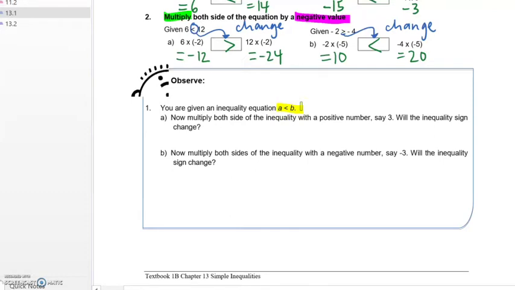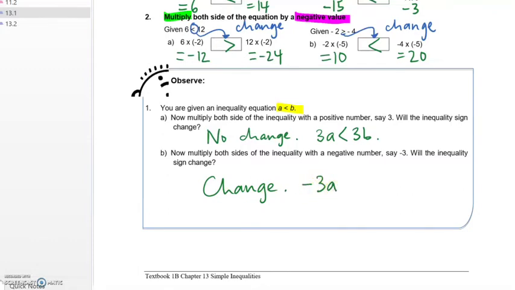Alright, so when we multiply both sides of the inequality with a positive number, say 3, what will happen to the inequality sign? As mentioned above, there will be no change, and so we can indicate that 3A is less than 3B. Okay, and if we multiply this with a negative number, say -3, then there will be a change in the inequality sign. So we will expect to get the inequality -3A is now more than -3B. Okay, let's move on to the next page.